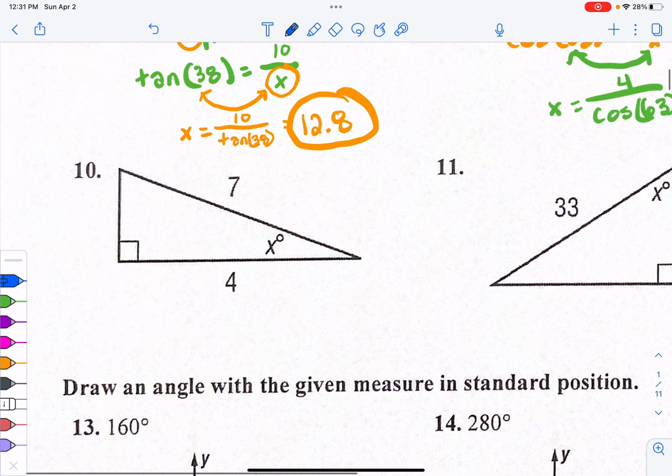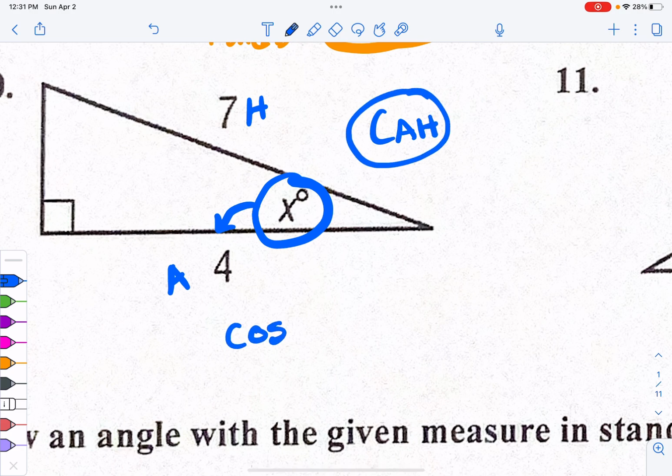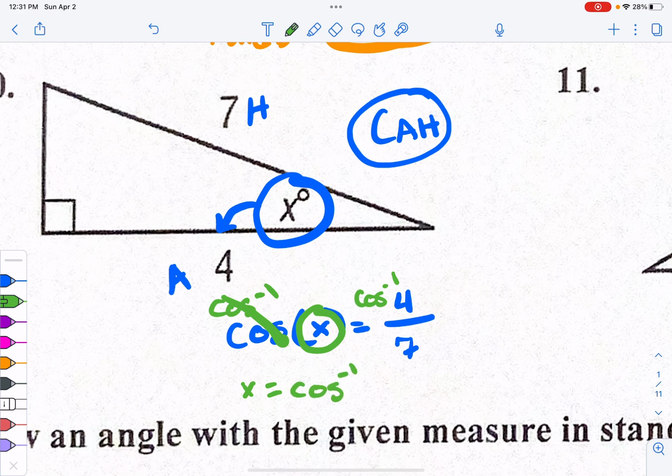All right, these bottom 3. We're going to set them up the same. Here's my angle. I have the adjacent side here, and I have the hypotenuse here. So we're going to use the CAH one, which is cosine. And we still put the angle in here, even though we don't know it, right? And then what we do is we put A on top, which is 4, and H on bottom, which is 7. To get the x out of here, I do the inverse cosine, because those cancel, so I do the inverse cosine of 4 over 7. In your calculator, you have that shift button. So I do shift cosine of 4 over 7, and it should spit out a value for me.